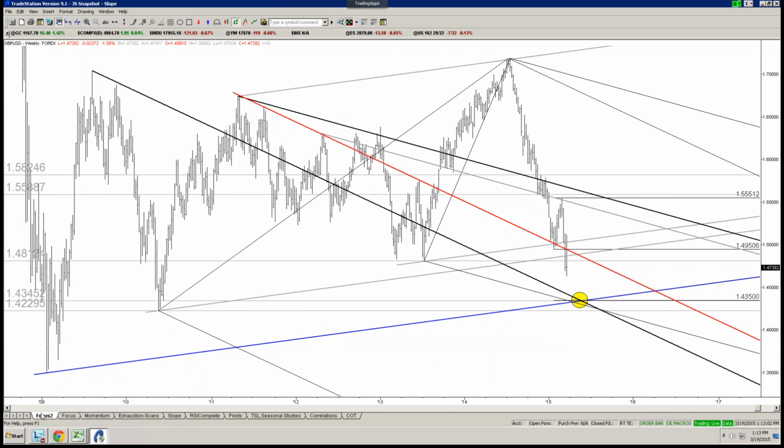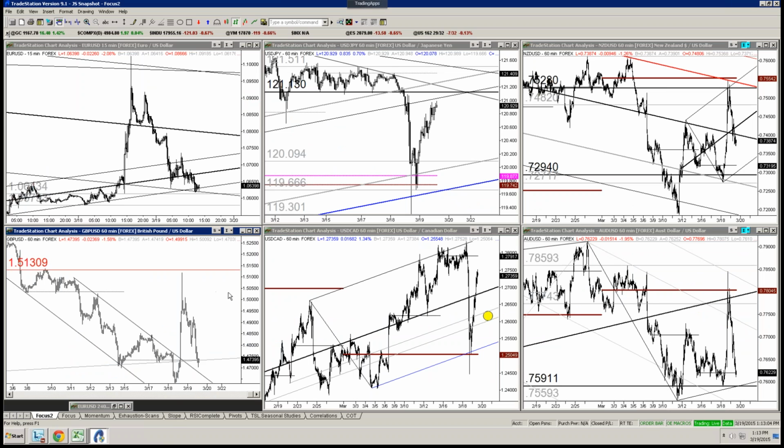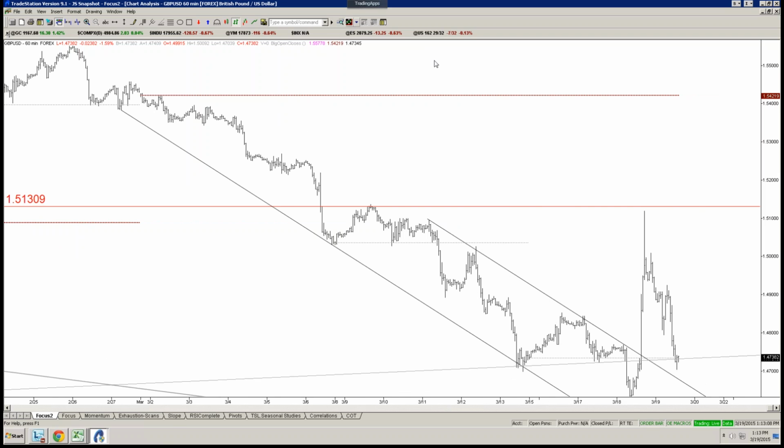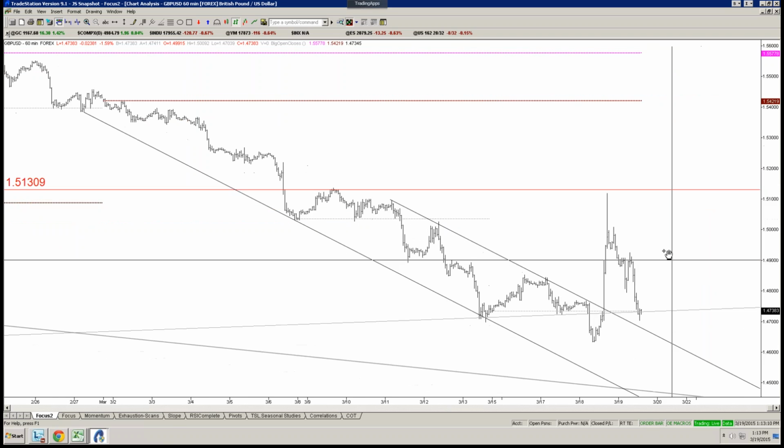At this rate, I don't know if pound's going to make it to 43.50 or not. I have no idea. This is the short-term chart. Remember this channel that we were following, right?